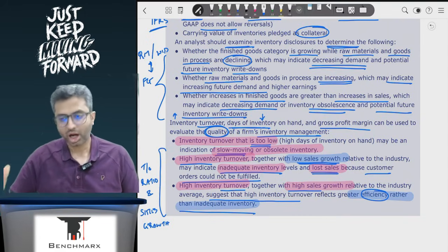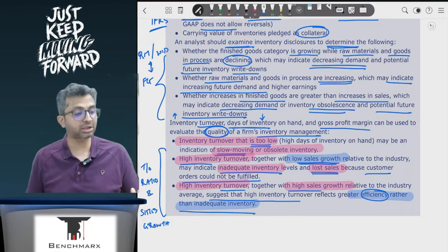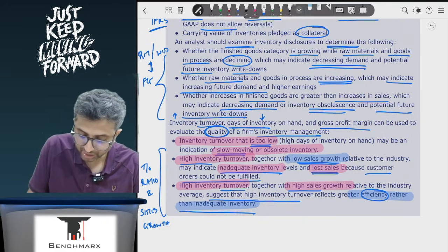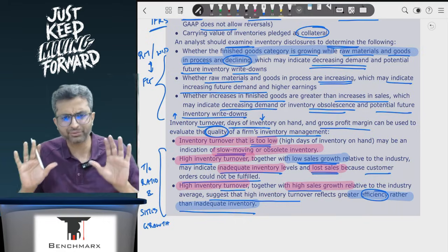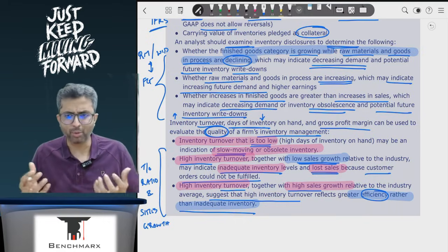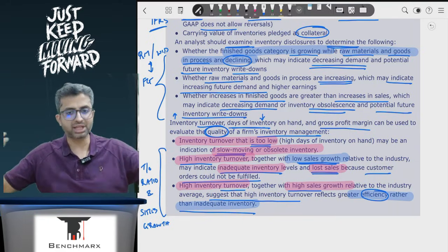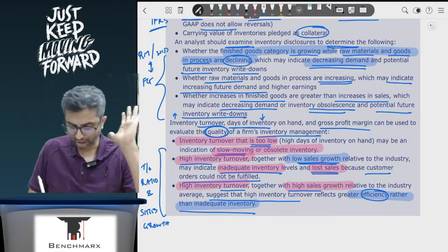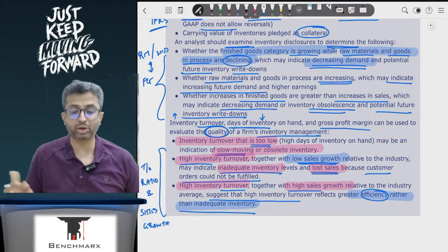A similar working should also be seen for analyzing the raw materials and the finished goods. For example, if in the first case finished goods inventory is growing but raw materials are declining, what does this showcase? You are building up production. Your raw materials are lower now, but finished goods are increasing. Maybe that is because customers are not buying your finished goods. So this showcases decreasing demand, and you can expect a future inventory write-off.